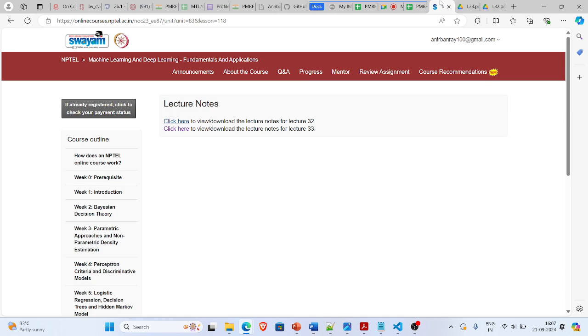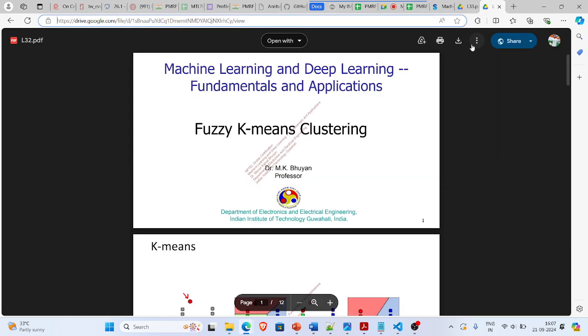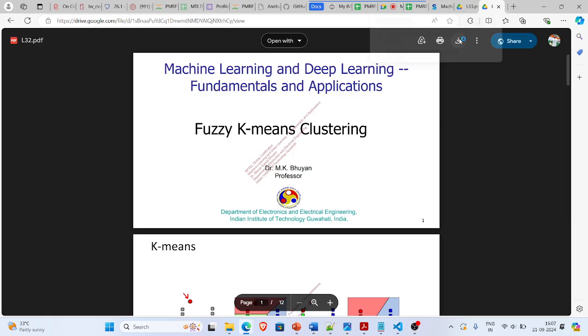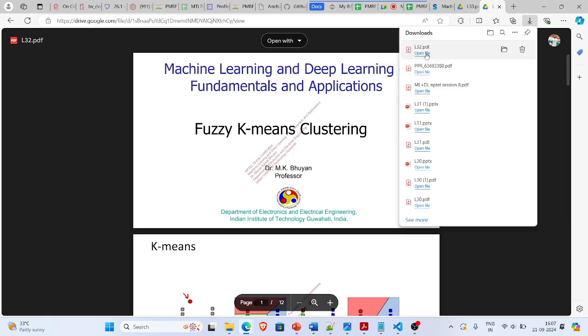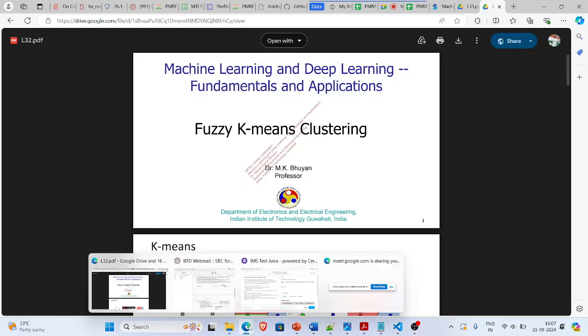Okay, we are going to start today's session. So we are going to continue with clustering. Just a review of the theory, and we'll continue after that to the questions.